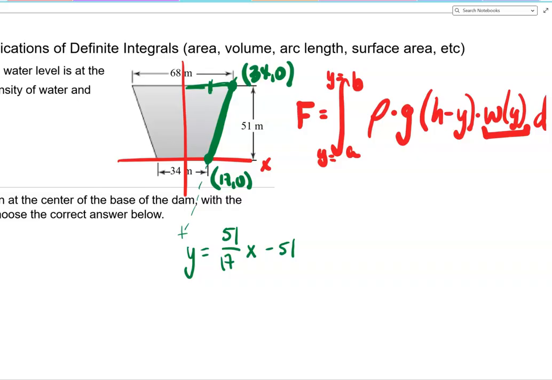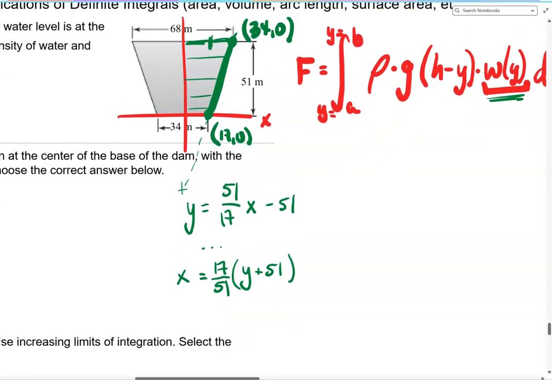Now that equation's good in terms of x. We've got y equals something in terms of x, but in reality, since we want our function based on y, we should rearrange this. So to isolate x, we would add 51 to both sides. And then we could divide by 51/17 or multiply by 17/51.